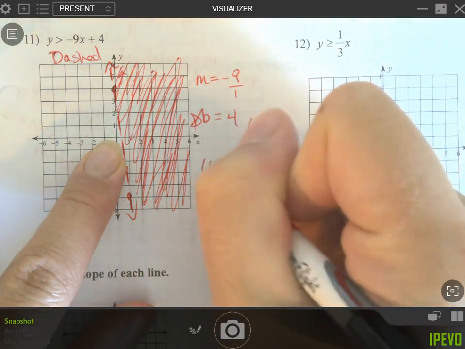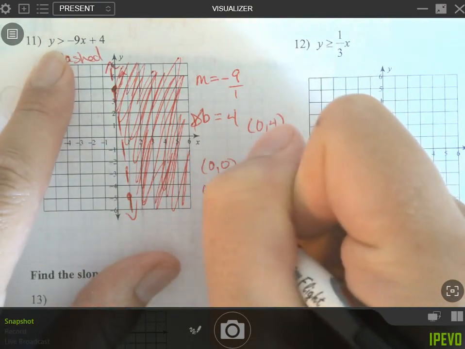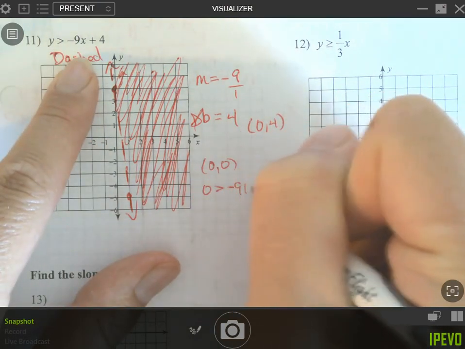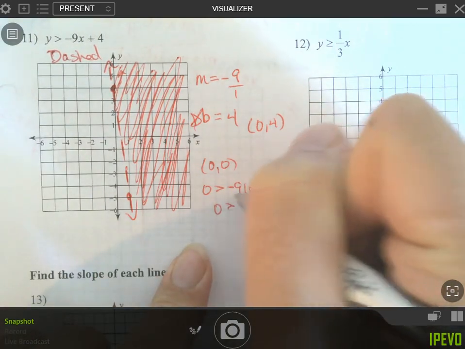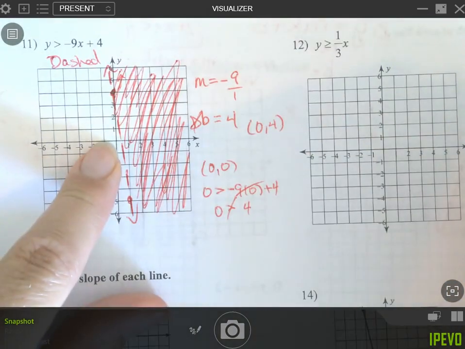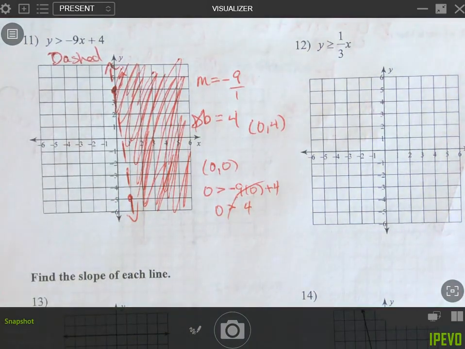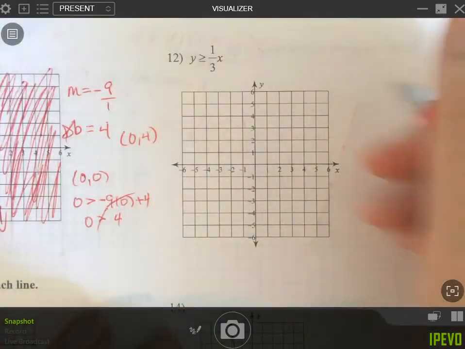If I did the test point of 0, 0, 0 is greater than -9 times 0 plus 4. Is 0 greater than 4? No. So if that doesn't work, then it's the other side. It's one or the other. Okay, in 12, what is your slope?